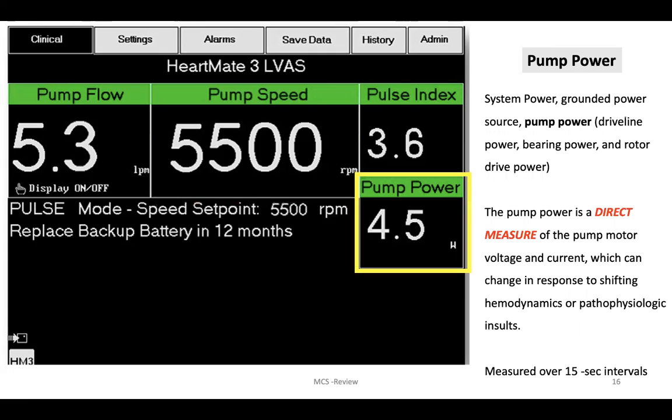So the pump power, so this is a pump. So you have different components of the power. You have the power of the system.